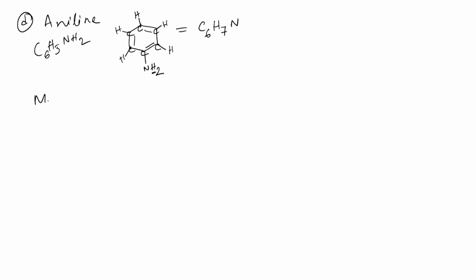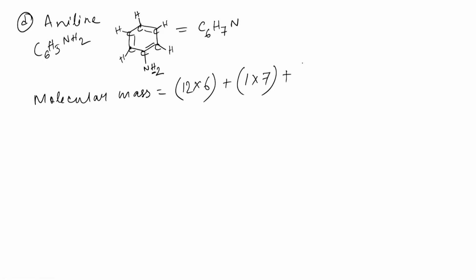Okay. So we will find out the molecular mass of aniline. So mass of carbon is 12 into 6 carbon are there. Mass of hydrogen is 1 into 7 hydrogen are there, plus 14 into 1. So this comes as 93.